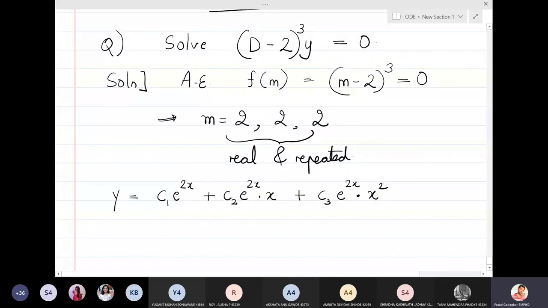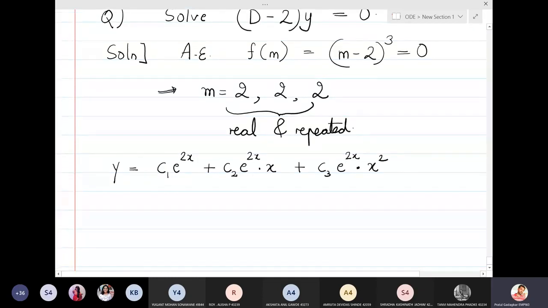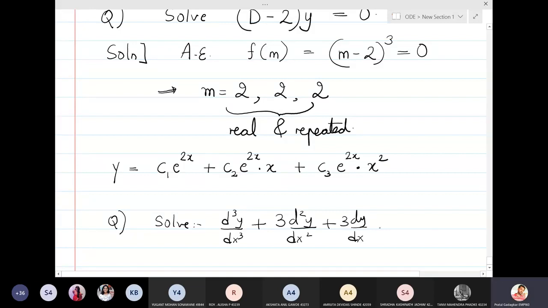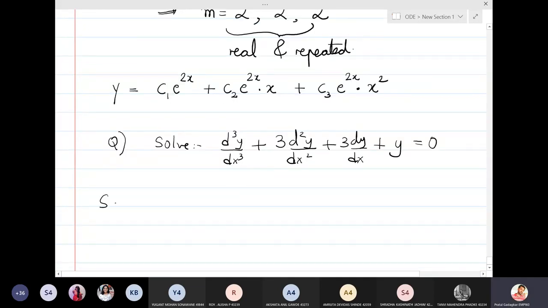Okay, let me take one more example. I'm still not convinced that you people have understood. So let me take one more example. Suppose the question is: solve d3y by dx cube plus 3 d2y by dx square plus 3 dy by dx plus y equal to 0. So how will I do this?